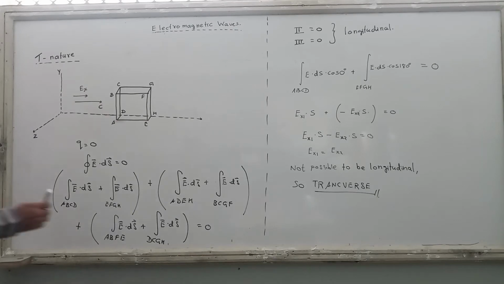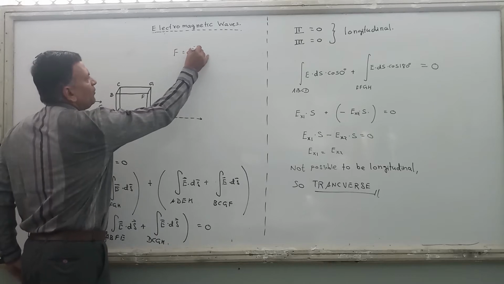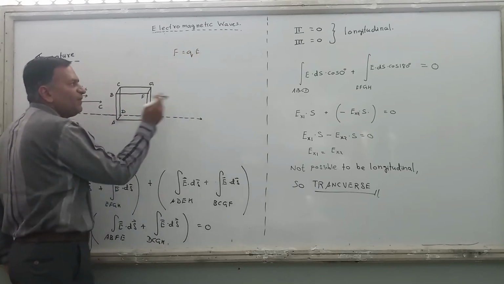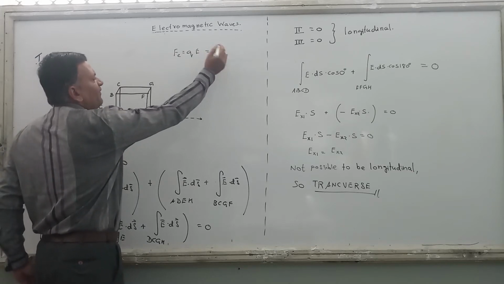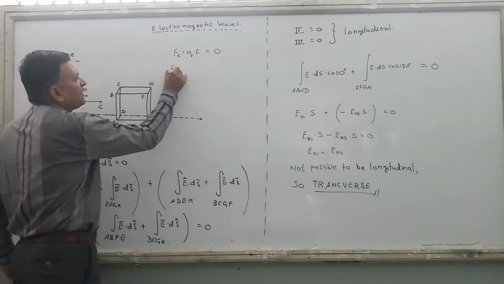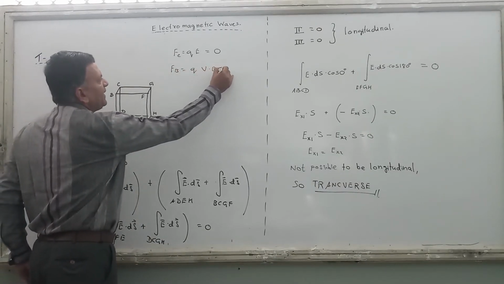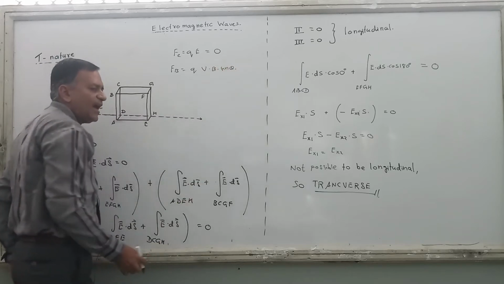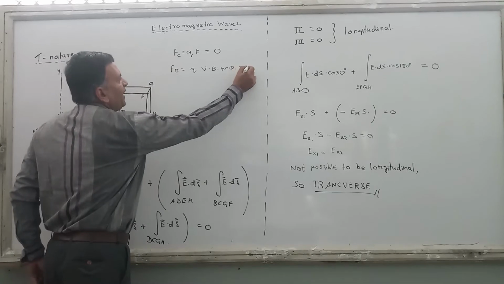the electric force nor the magnetic force. The equation of electric force is F equals Q into E. What is the charge of electromagnetic waves? It is zero. So what is the electrostatic force on the waves? It is zero. What is the expression for magnetic force? Magnetic force is given as Q into V B sin theta. Again, what is the charge of electromagnetic waves? It is zero.